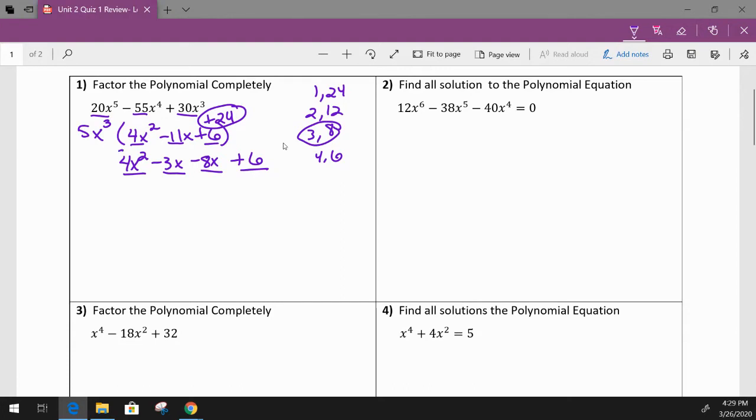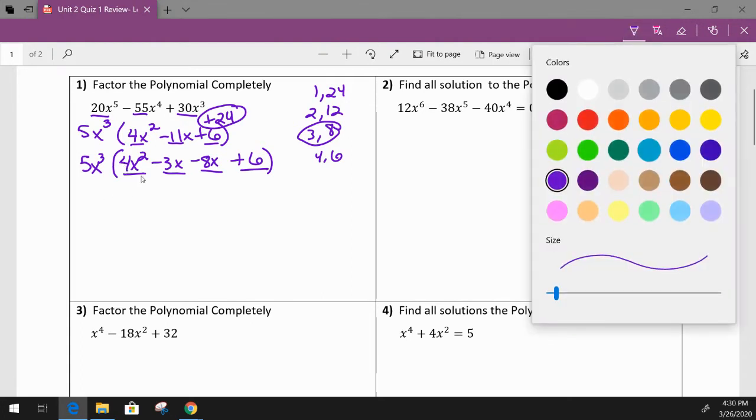So now we are going to factor by grouping. Also, don't forget that 5x to the third is one of the factors of the original polynomial, which is why it keeps coming down. It does not disappear. All right, so now we're going to factor by grouping.